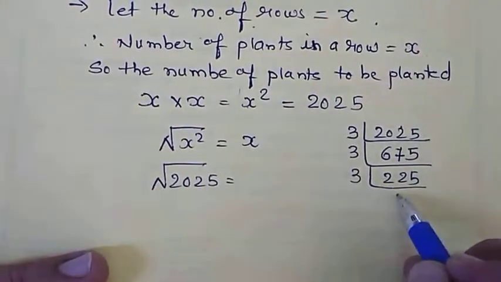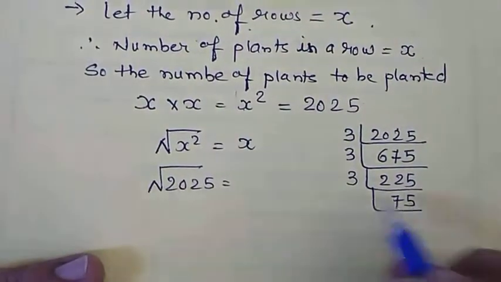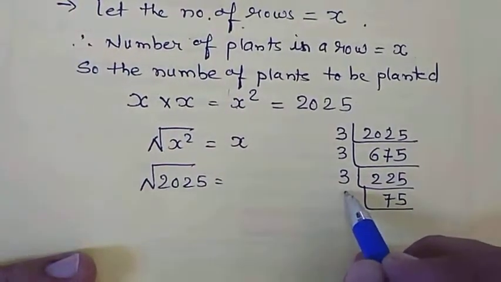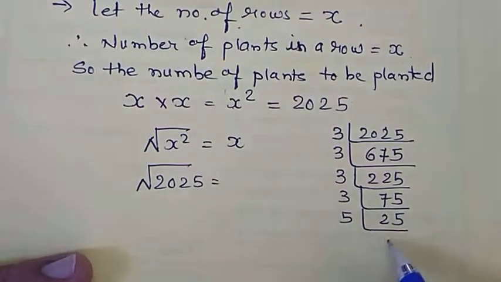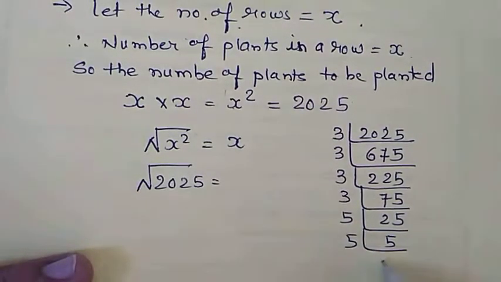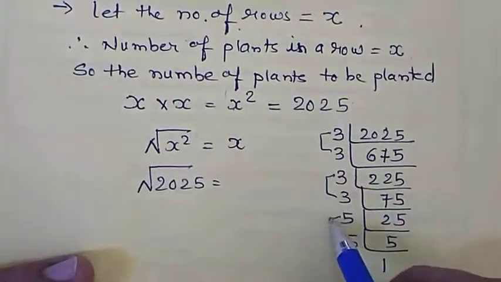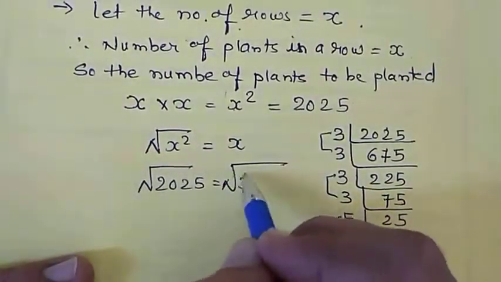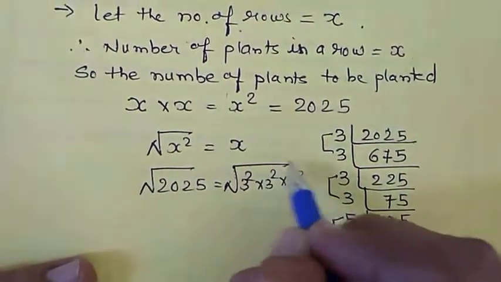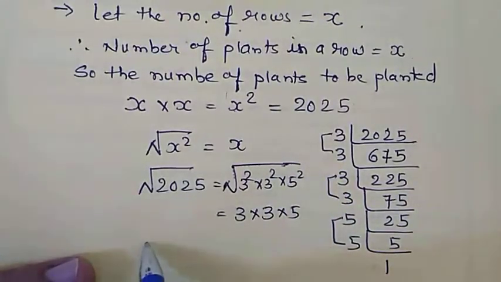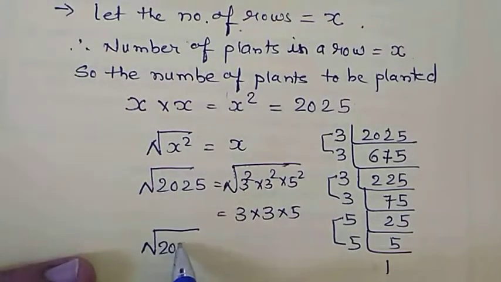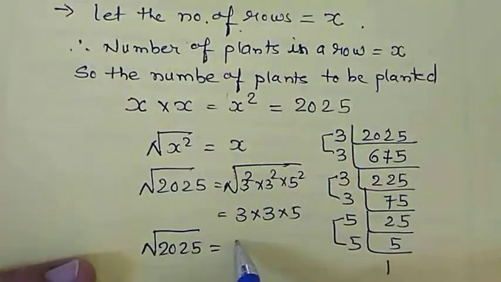Then if again I divide it, I will get 75. If again I divide it by 3, that will be 25. If I divide it now by 5, 5 fives are 25 and 5 ones are 5. So I am getting the pairs 3 square, 3 square, 5 square. So 3 into 3 into 5, the root gets cancelled. So the root of 2025 is what we get: x is equal to 3 threes are 9, 9 fives are 45.